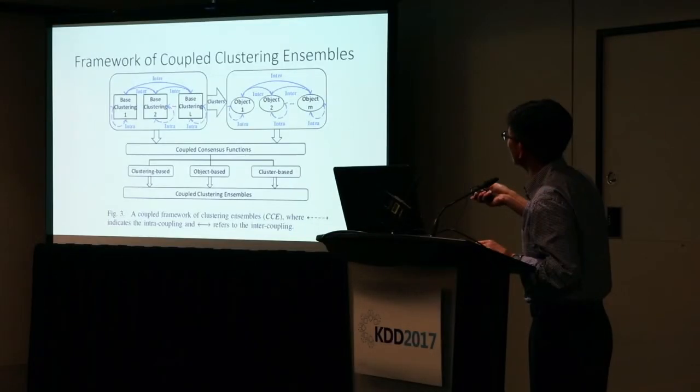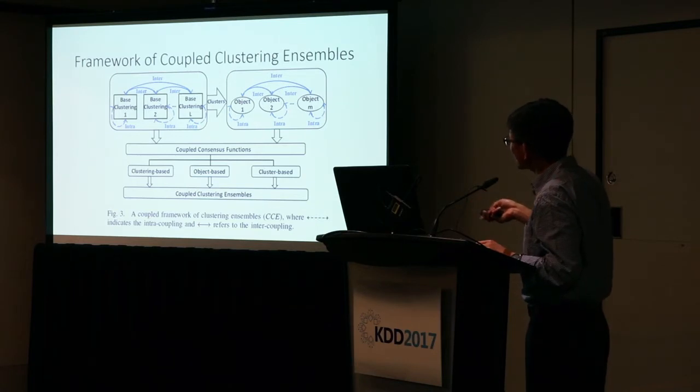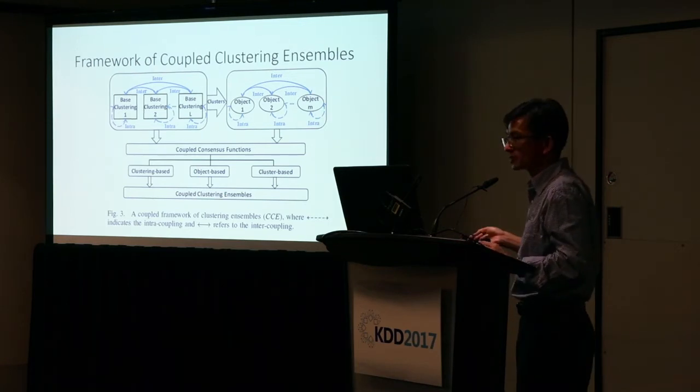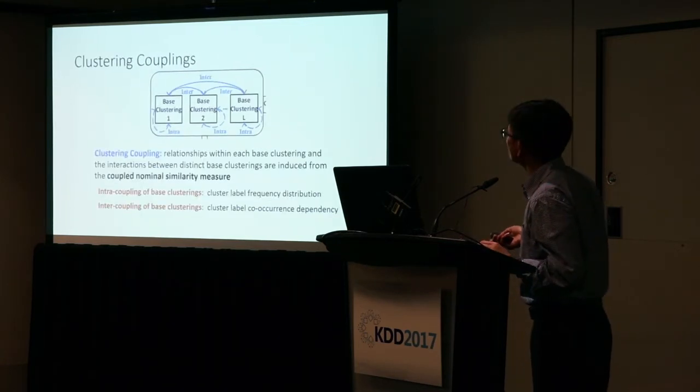When we apply those different clustering methods on those objects, we have to do the consensus building and integrate them, aggregate them. So that basically gets the final outcome. So that's the process. And how do we do that?